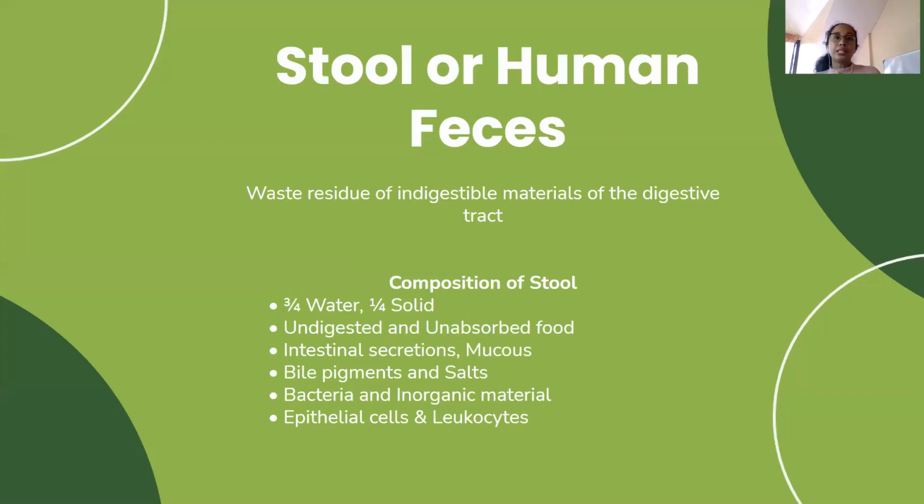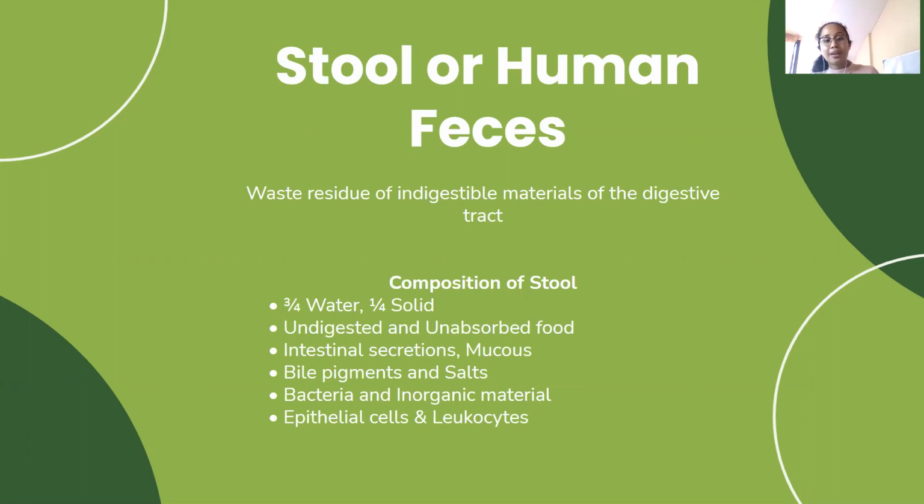So the primary specimen that we test on is your stool or human feces. Basically, your stool contains indigestible materials, so expect that if you focus it under the microscope, you will find fibers and different food materials. So class, what is the composition of stool? It has water, different solids from the food, protein, carbohydrates, fats, and undigested and unabsorbed food materials. We have intestinal secretions, mucus, bowel pigments, and salts.